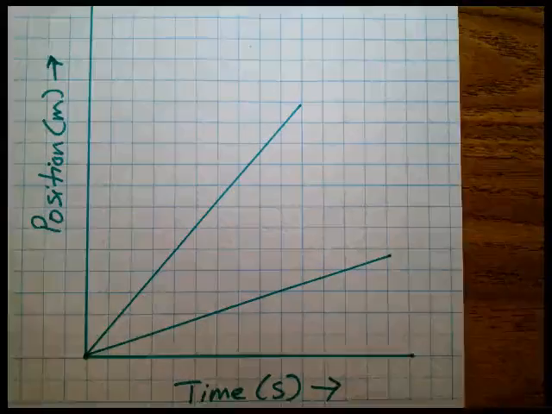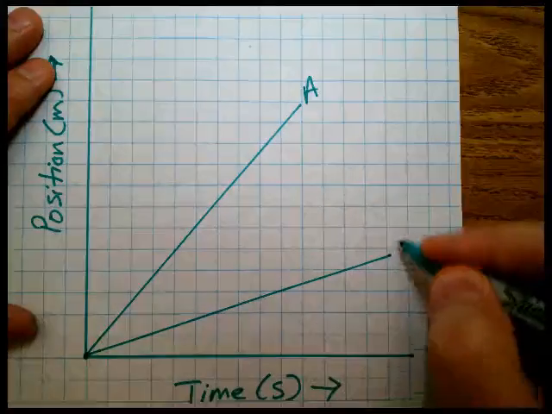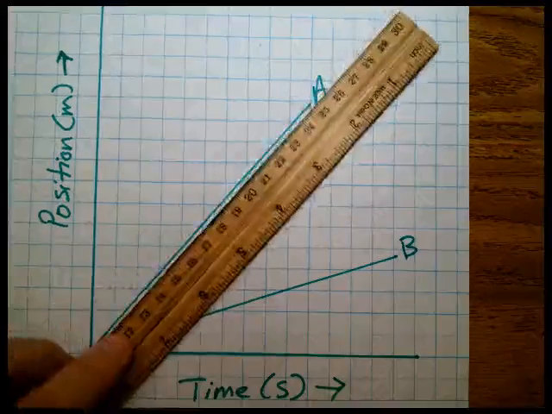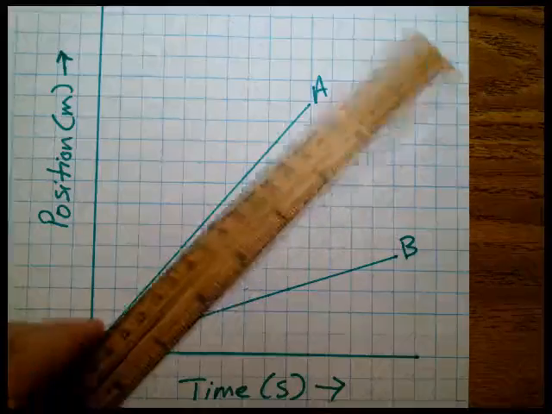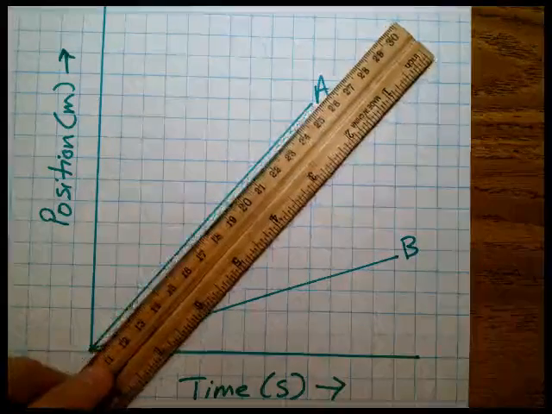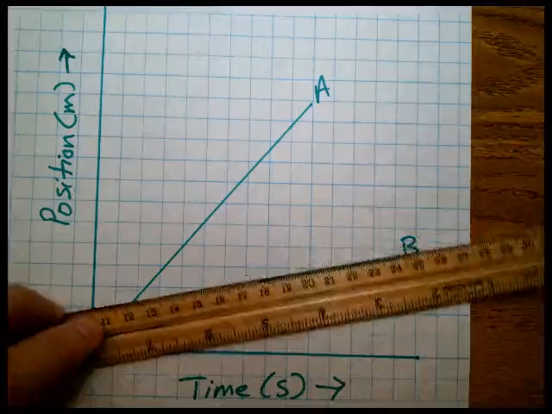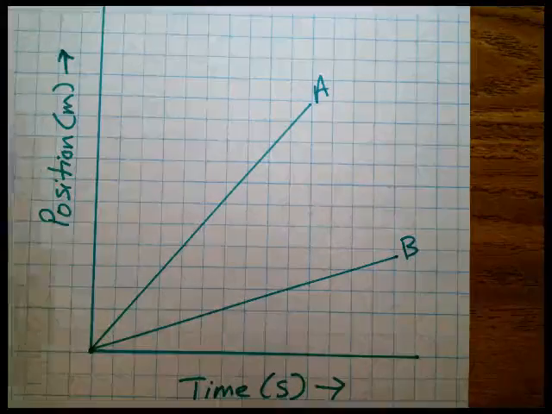So if we look at these two lines, and we'll call this one A and this one B, we're pretty confident that A has a steeper slope than B. And if we use our slope analysis tool, otherwise known as a ruler, and we line it up on A and we roll it down to B, we can see that very obviously they have different slopes.